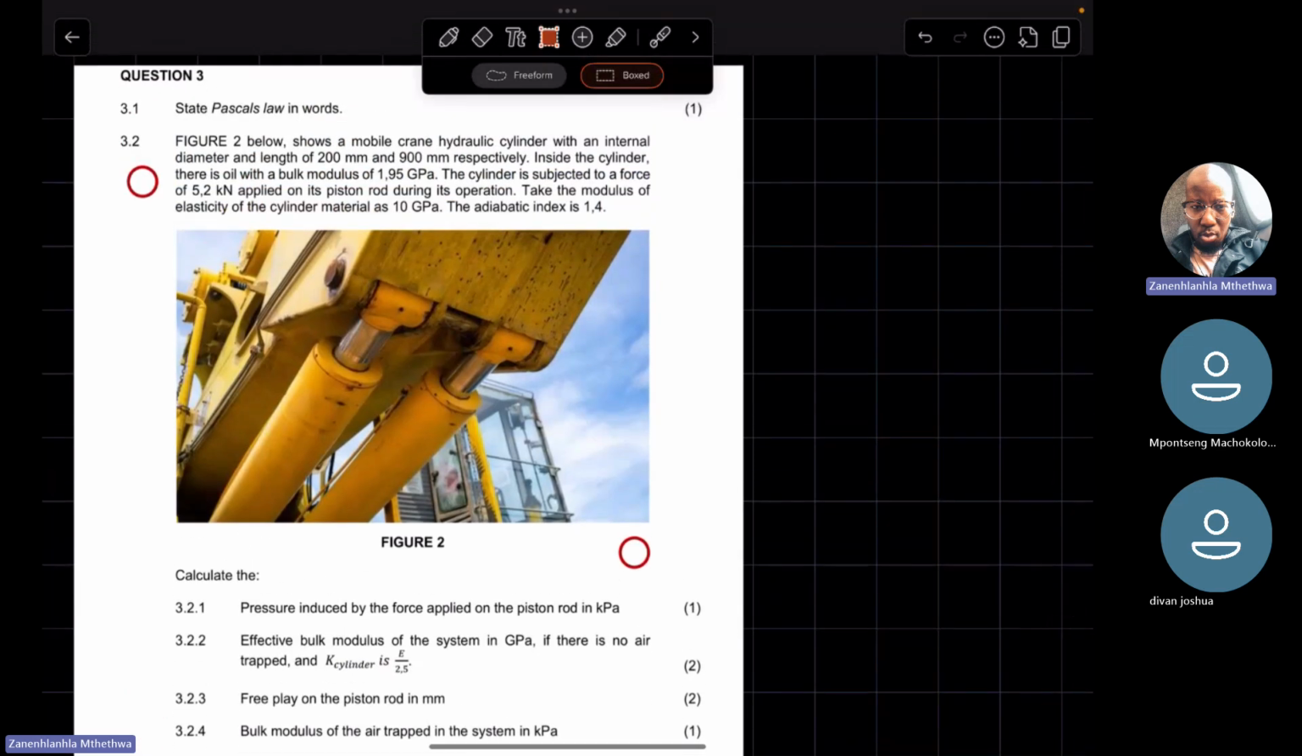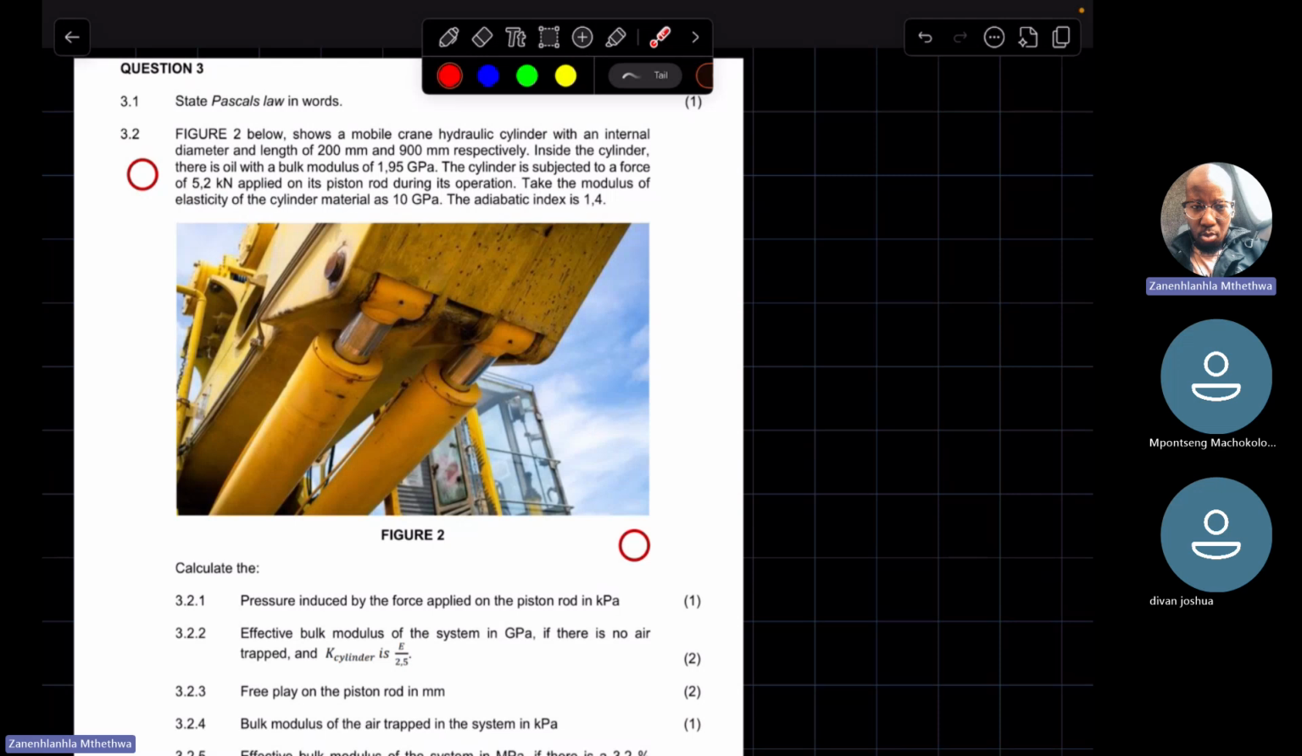Right. So we are going to start with the question on hydraulics. Hydraulic systems. From the question paper that I sent you, it's question 3. Right. 3.1 states Pascal's law. So the definitions, I'm going to leave them for you to do on your own.